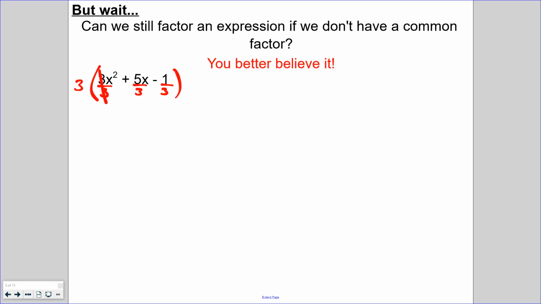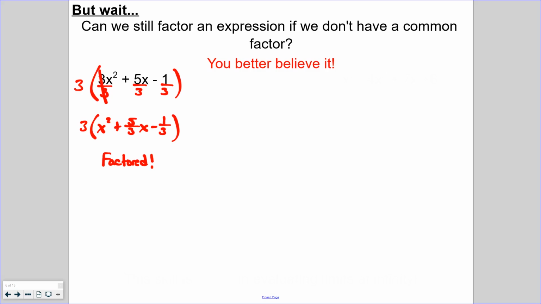Simplifying this down, the 3's will cancel out. And this is going to leave us with 3 times x squared plus 5/3 x minus 1/3. And boom! We have it. This is now factored. Again, it doesn't look as nice and pretty as the previous example, but we have successfully factored the 3 out of the expression.